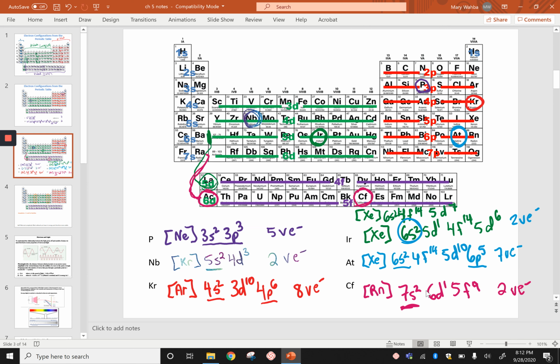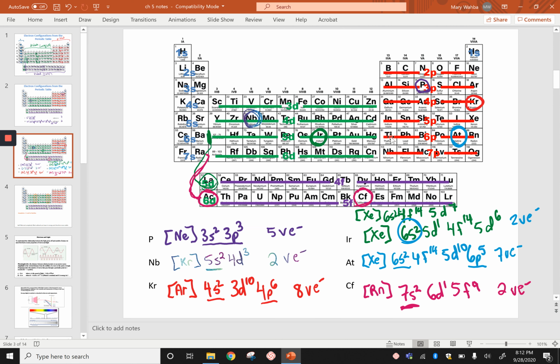Let's look at californium. See how the s's are higher in energy level than the d's and the f's, and so the s's are always going to be your valence electrons, and so there's going to be 2 valence electrons. So if you have a transition metal or an inner transition metal, your s's will still be higher in energy level, and so the s's are going to be your valence electrons.